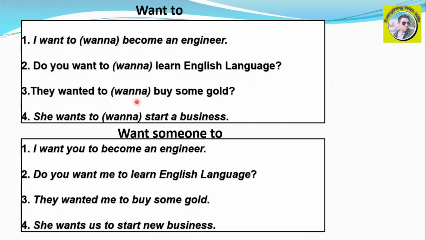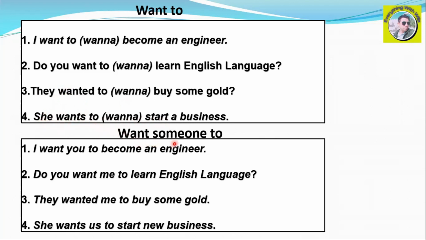They wanted to buy some gold. It was their desire, and for themselves, to buy the gold, not for others. The desire was theirs and for themselves. She wants to start a business. Now it is her desire, and to start the business for herself. So the desire is hers and for herself, not for somebody else.